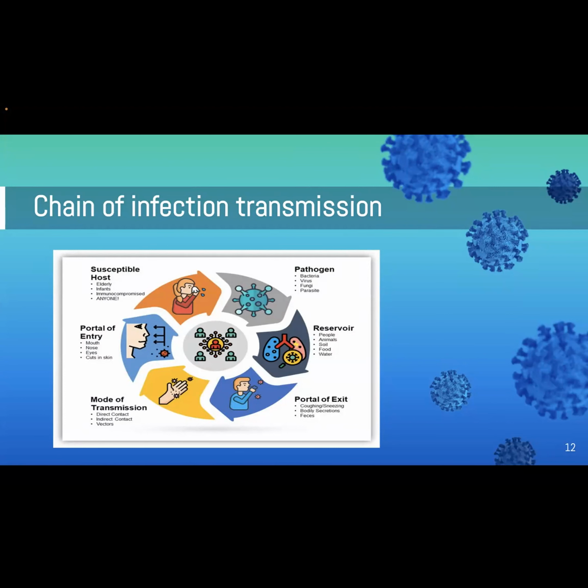So this circle has six links in the chain of infection, including the pathogens. What causes infection can be bacteria, viruses, fungi, and parasites. And also the receivers, those who can receive and be affected by it. This may include people, animals, food, and water.